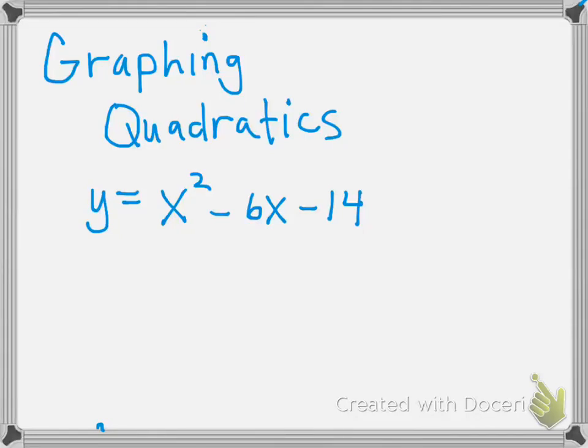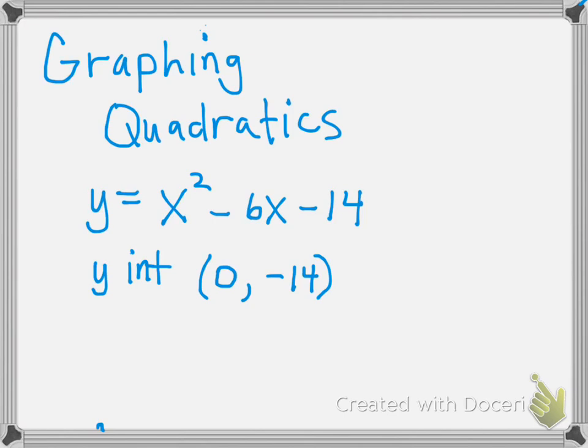This video is going to be about graphing quadratics. Currently this quadratic, y equals x squared minus 6x minus 14, is in standard form. So from standard form I can find the y-intercept. You always find the y-intercept by plugging 0 in for x. If you plug 0 in for x, the first two terms zero out, and then you get negative 14.